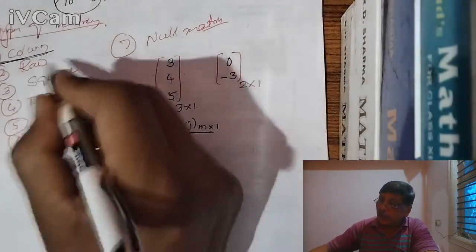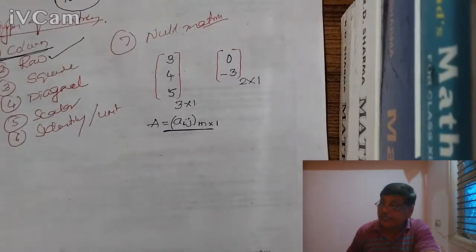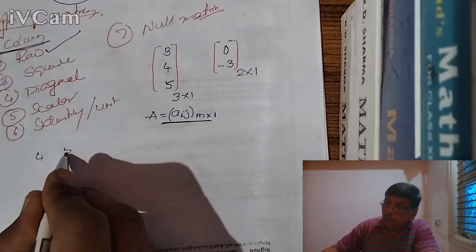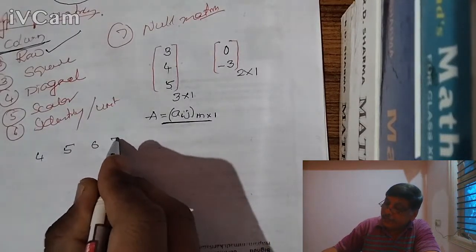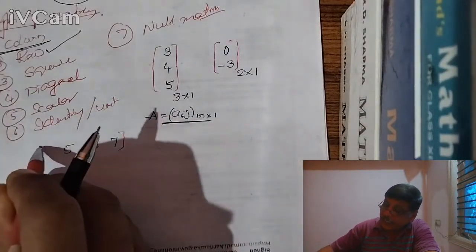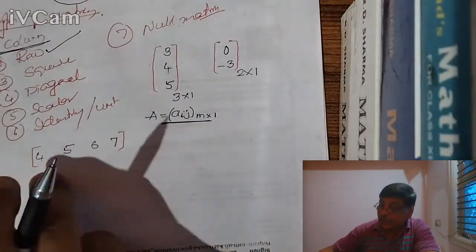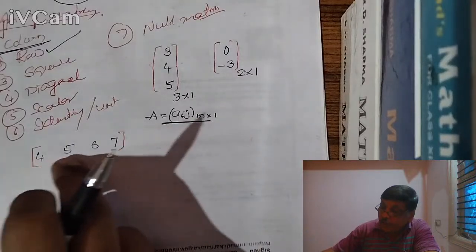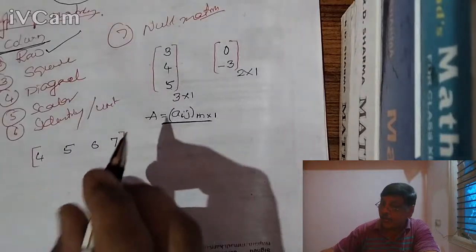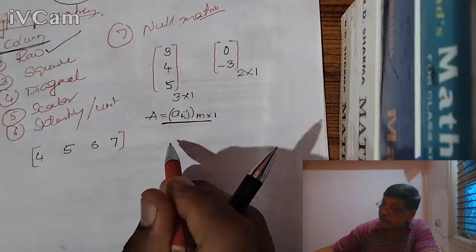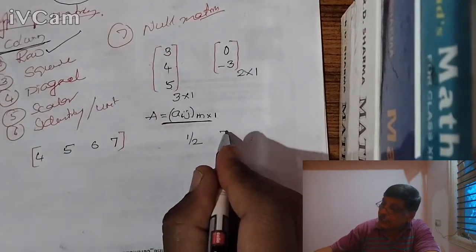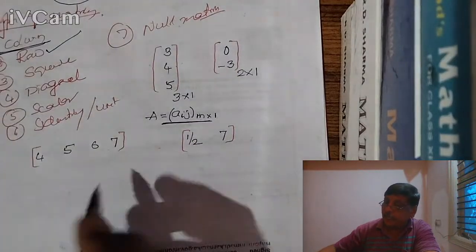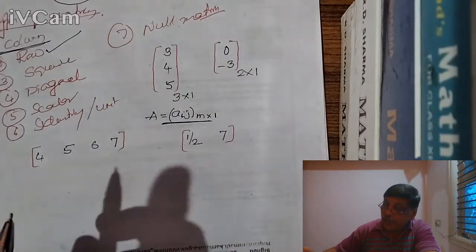Next, let us come to the row matrix. A matrix is said to be a row matrix if it has only one row. That is 4, 5, 6, 7. This is a matrix. In this matrix we have only one row, meaning the numbers lie along only one horizontal line. So this is an example of a row matrix. Take one more example, that is half, 7. This is also an example of a row matrix. A matrix is said to be a row matrix if it has only one row.